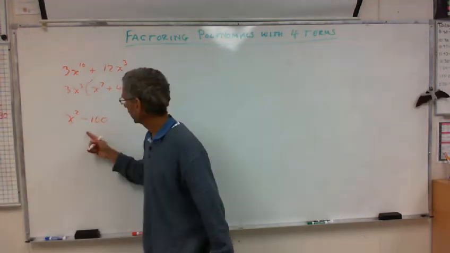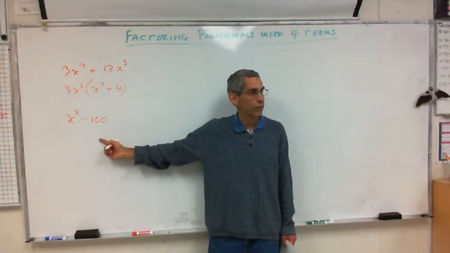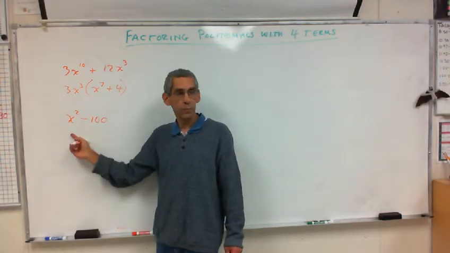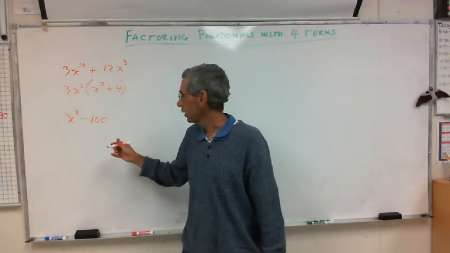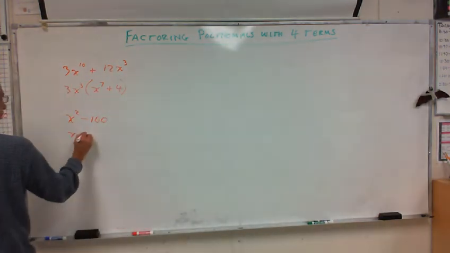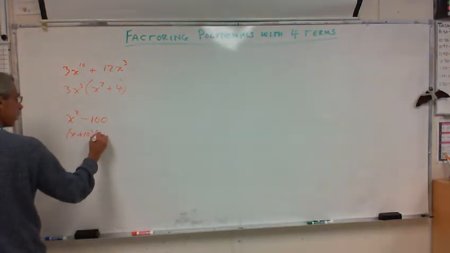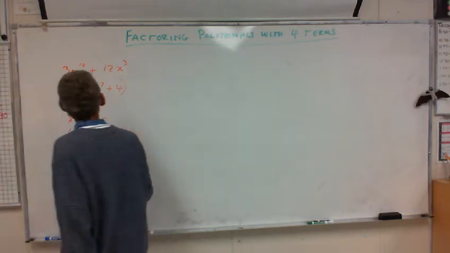And then another example of a binomial would be x squared minus 100, right? In this case, it's the difference of two perfect squares. So it would be x plus 10 times x minus 10, right? x plus 10 times x minus 10. You guys all know this really well, right?